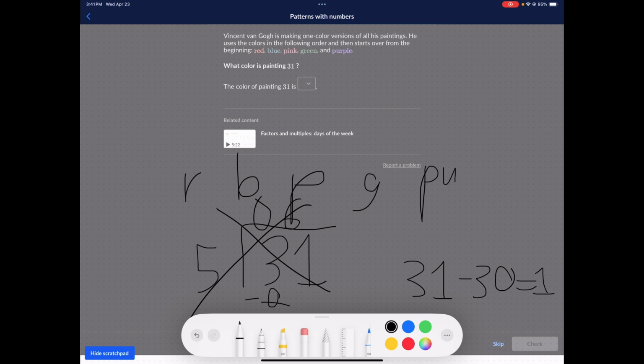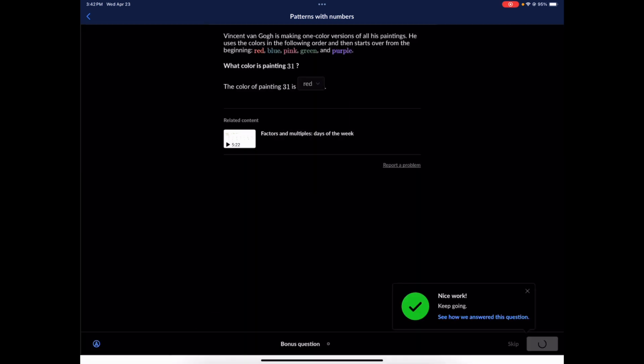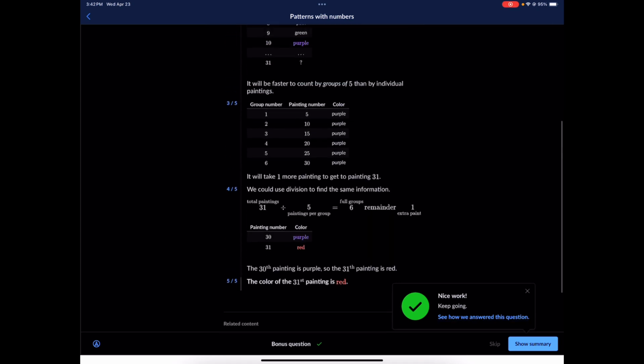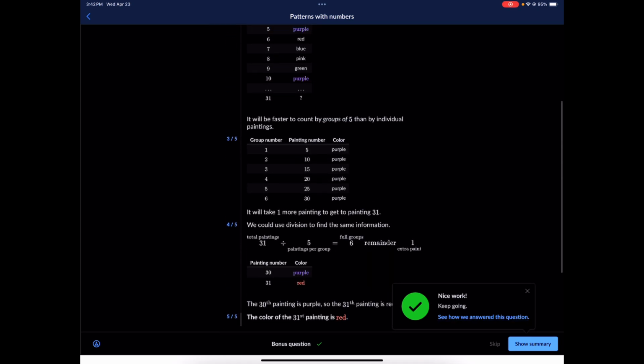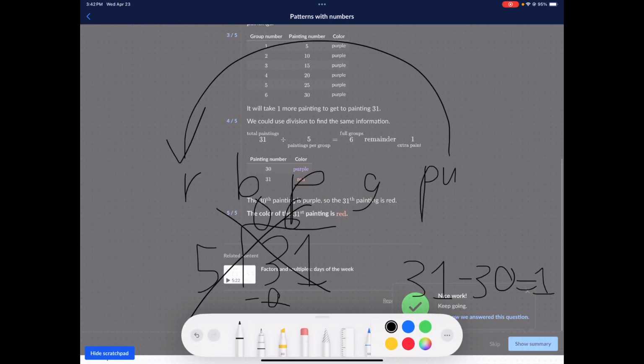So now, what's the next color from purple? It's red, so we're reverting back to the beginning after purple. So the color of painting 31 is red. Good job. So yes, we could use division, long division, which we did. And then we used our pattern. So if you got that right, great job.